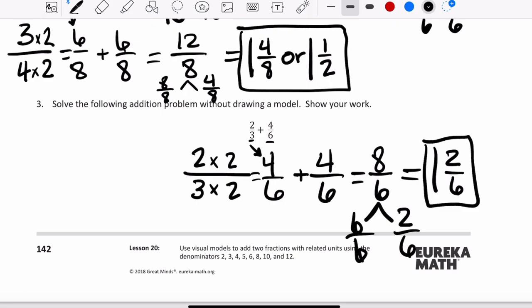Make sure you are working on lesson 20 in your Zearn, watching the video, and working through your notebook. If you do not finish Zearn today in class, you should be working on it at home.